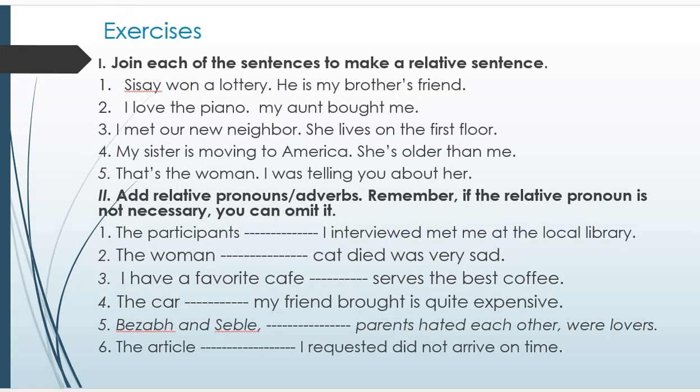Let me leave you to practice an exercise. Here I have two instructions. The first one is: join each of the sentences to make a relative clause. Look at them. Okay. The next instruction is: add relative pronouns or adverbs wherever necessary in the blank space. Remember, if the relative pronoun is not necessary, you can omit it.